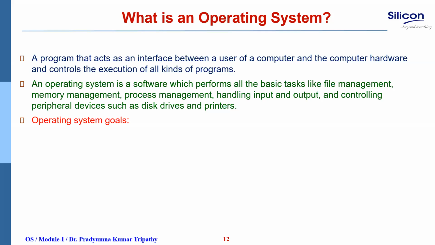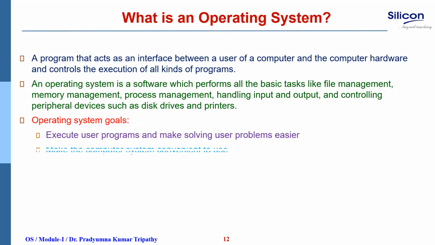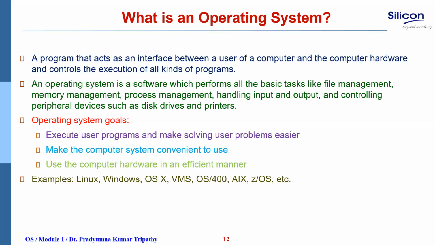What is the operating system? What are the operating system goals? What should an operating system do? See over here, the operating system goal is to execute user programs and make solving user problems easier. So one of the works of the operating system is to execute the user program and make solving user problems easier.